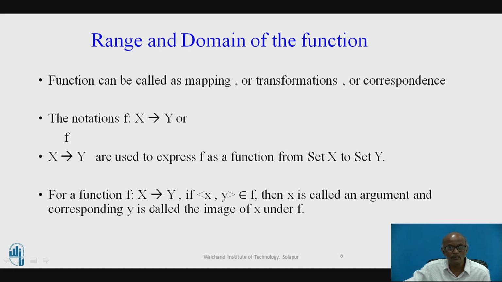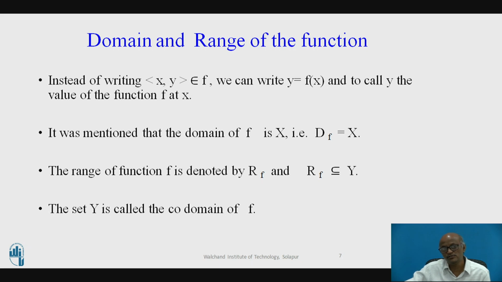Now, what is argument and what is image? We generally write f of x is equal to y, where x is called the argument and y is called the image of the argument under the function f. Now, let us see what the domain and the range of the function are. Instead of writing an ordered pair (x, y) which belongs to f, we can write y is equal to f of x, or call y the value of x, or call y the image of the argument x.